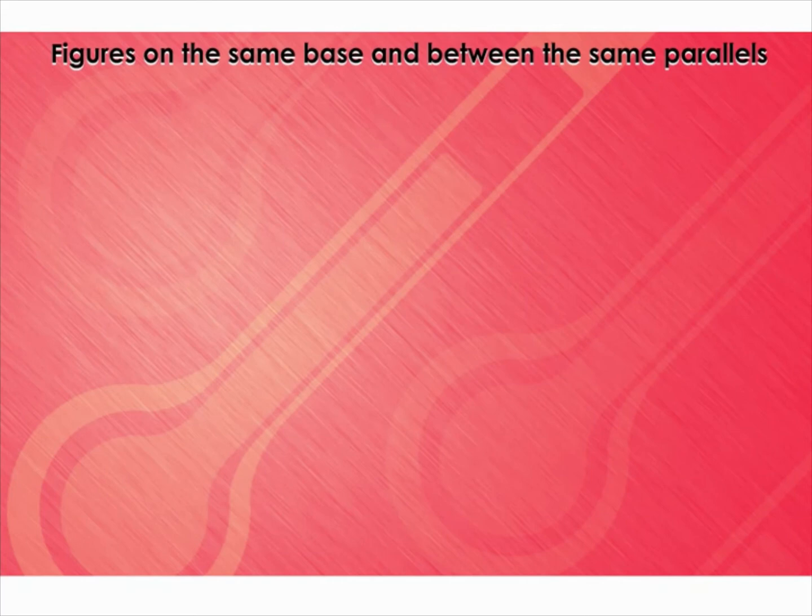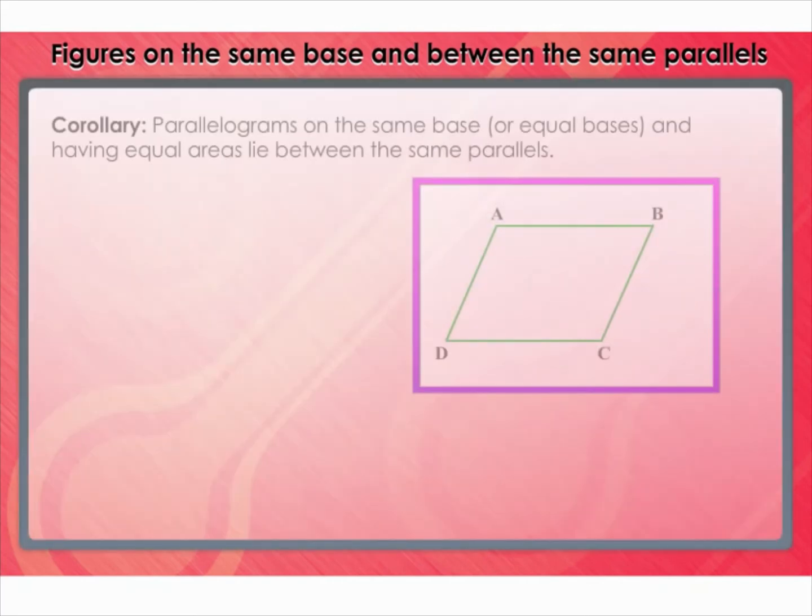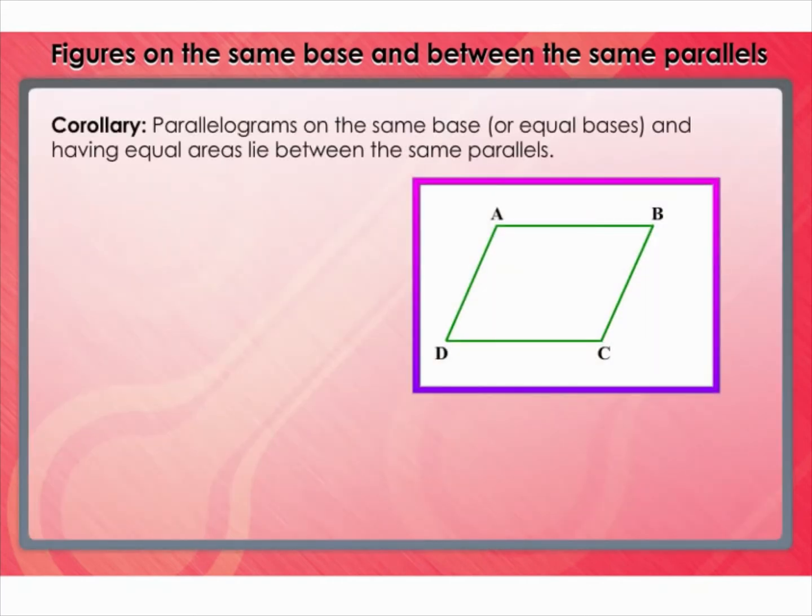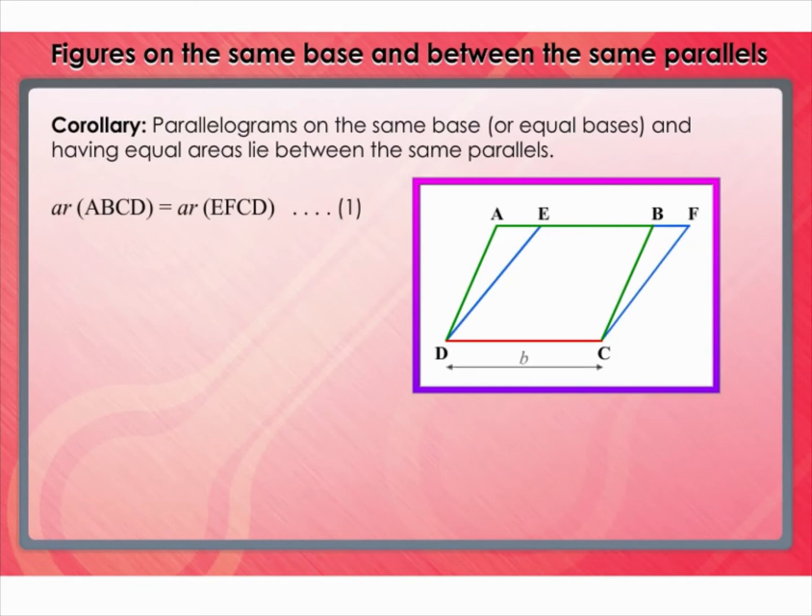Now let's prove the corollary of the theorem we just proved. Corollary states that parallelograms on the same base and having equal areas lie between the same parallels. ABCD and EFCD are two parallelograms on the common base DC. The areas of these parallelograms are also equal. Let's assume the base of the parallelogram is B and heights are H1 and H2 respectively.